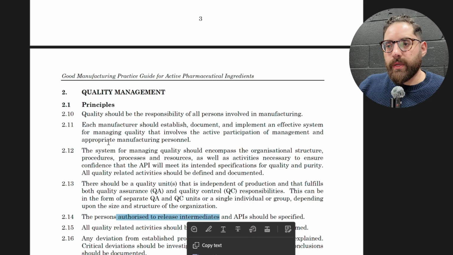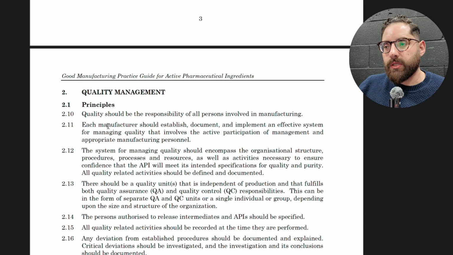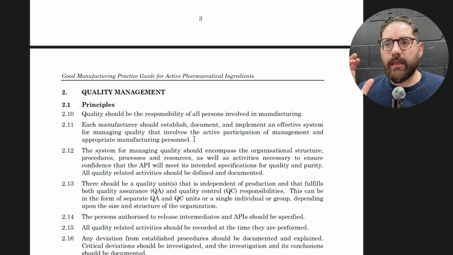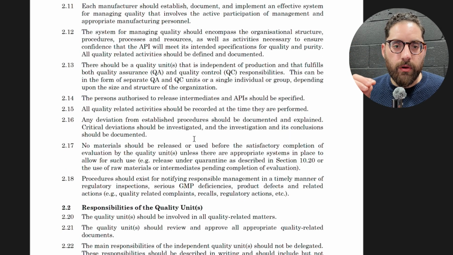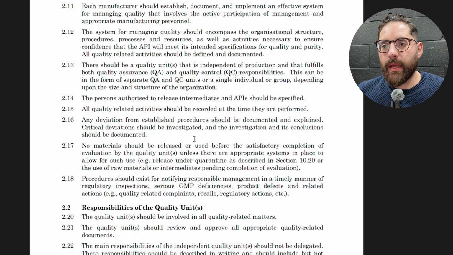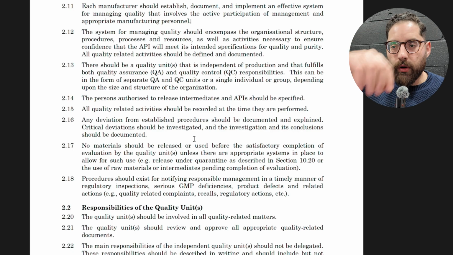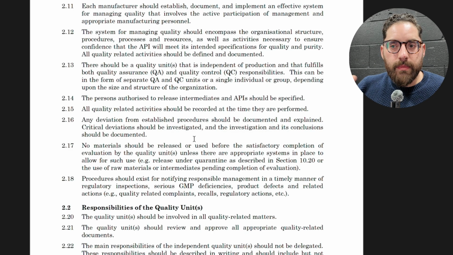Each manufacturer, this is where we get into QMS requirements, each manufacturer should establish, document, and implement an effective system for managing quality. And if you're looking at this thinking, duh, because you've spent most of your career in finished drug product manufacturing, what you need to realize is that this is not related to finished drug product. This is way more upstream. This is something that is important to be defined because they're not at the stage where they're doing finished product. So here, basically, they're defining what the QMS requirements are for an API manufacturer. And I would draw a parallel here to ISO 15378, which has all of the requirements for primary packaging for medicinal products.